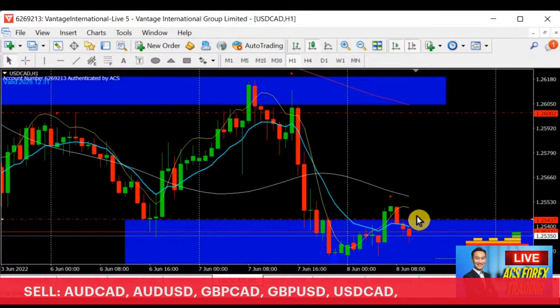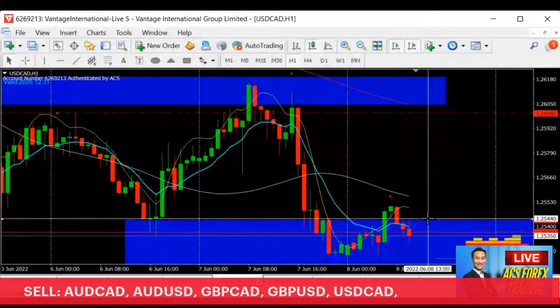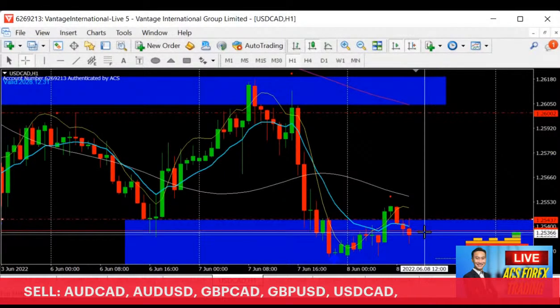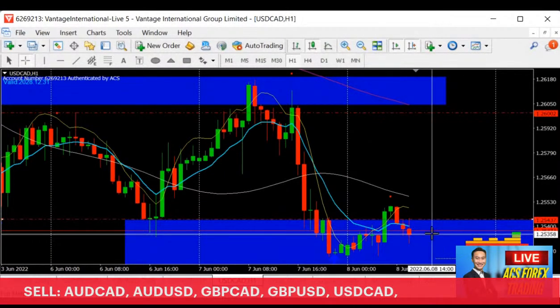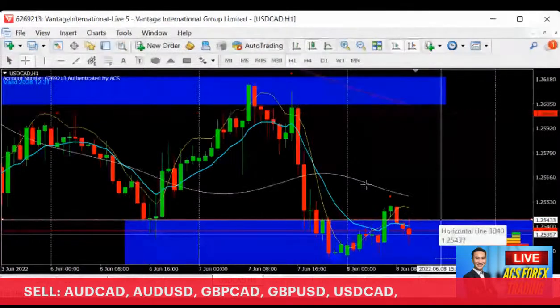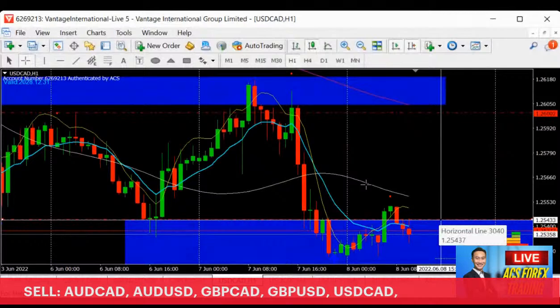From here until here. At this point in time, as we can see in this last 1 hour, we have tested the resistance and it's not breaking. It got rejected down, right? After it got rejected over here, the resistance stands. It shows that it's holding the price very well. So right now selling is possible.